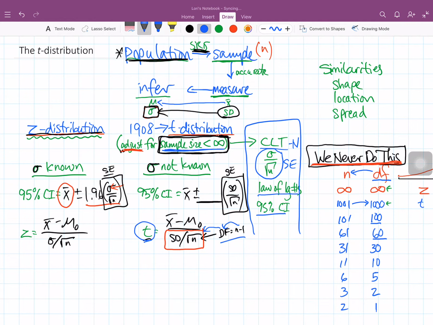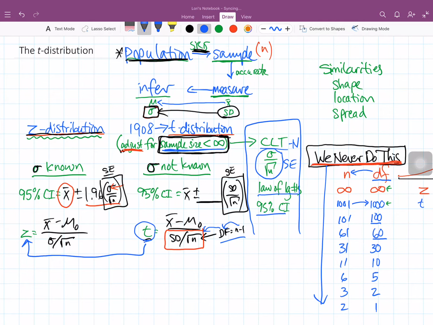And I want to add one more thing to this. When we have a larger and larger sample size, then our t actually starts approximating what the z distribution looks like. So as our sample size goes up, the t distribution starts looking more and more like the z distribution. And you're going to see that when we play the rest of our game, the We Never Do This game.